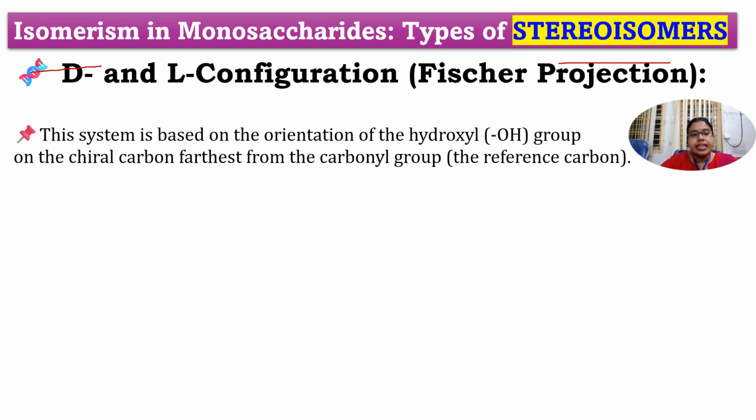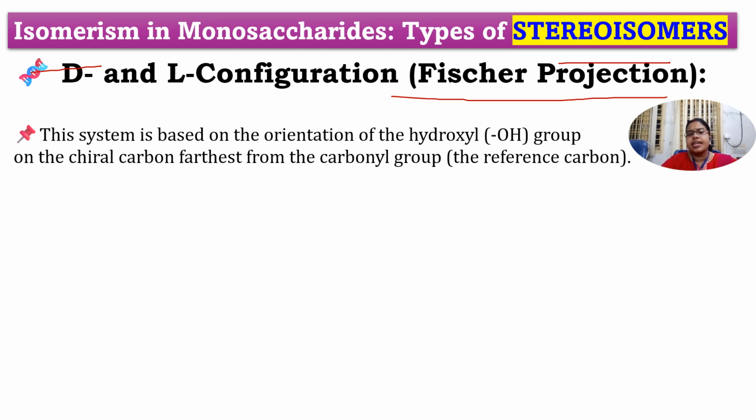That means it is a carbon that is bonded to 4 different atoms or groups. This carbon is also known as the chiral carbon. So according to that, we can classify different types of stereoisomers in the monosaccharide. So first is the D and L configuration, especially under the Fischer projection.